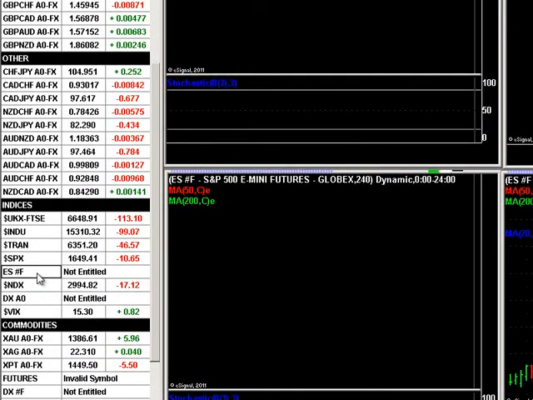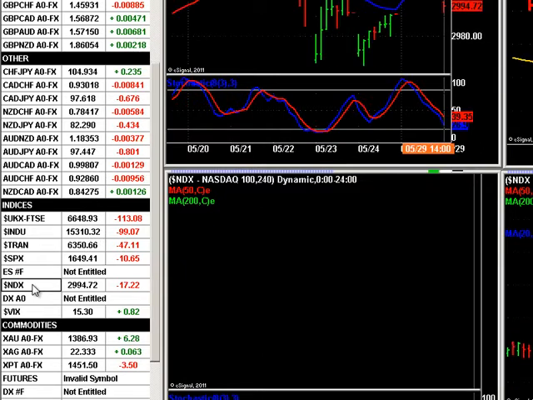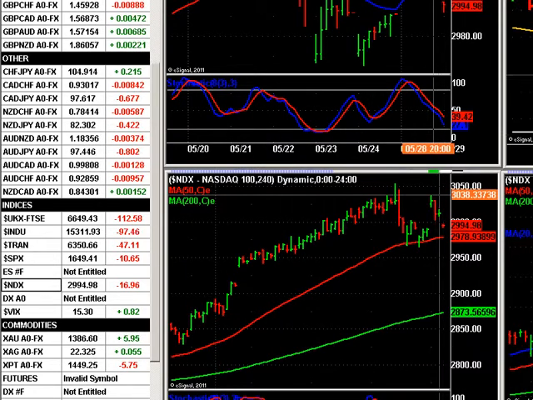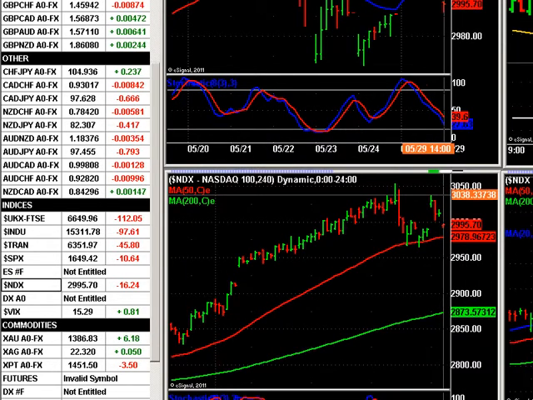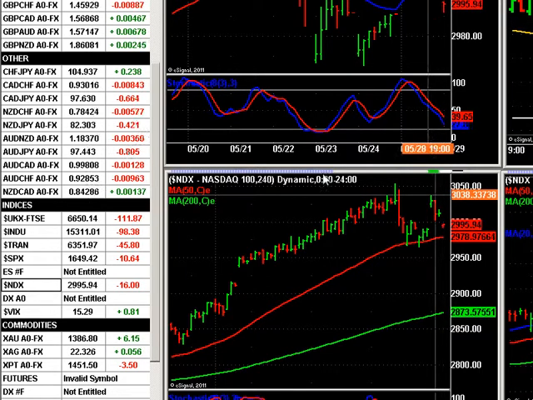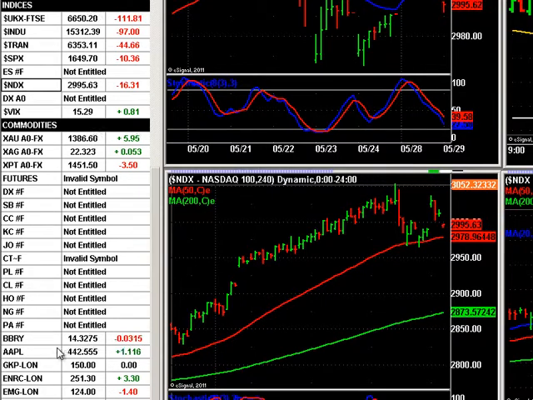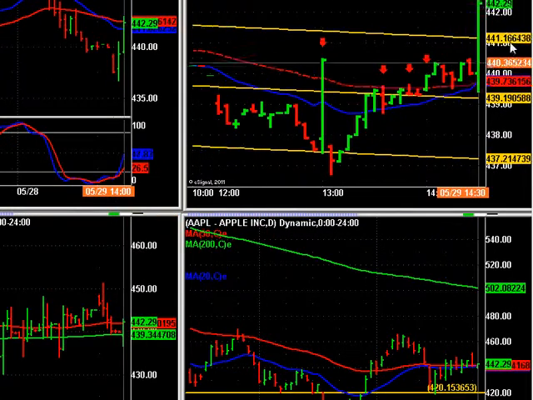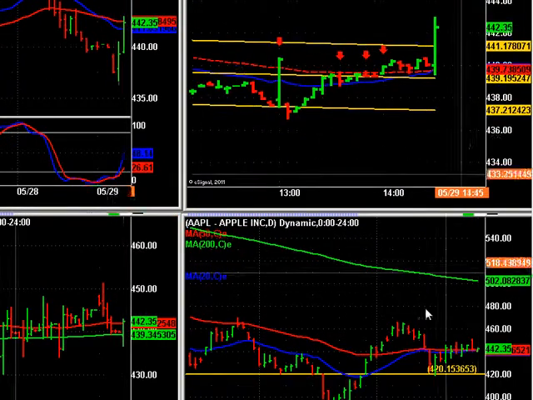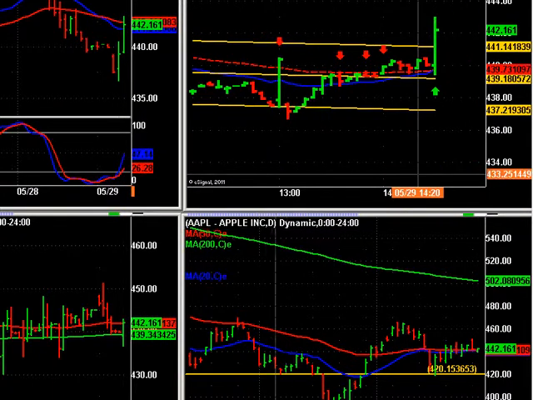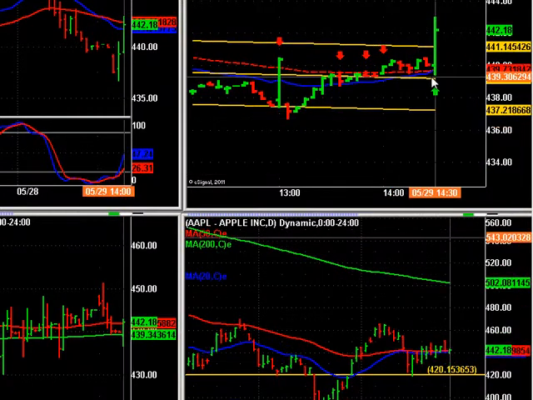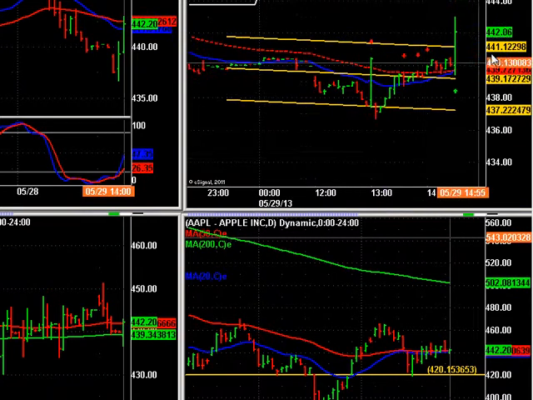S&P 500 E-mini futures. Got the Nasdaq that gapped and is fighting back again. I wanted to go up actually. And now we've got Apple pushing up. Happy days. There we go. So we got Apple that has recently opened 2 minutes ago, and it's fighting and it's pushing up.